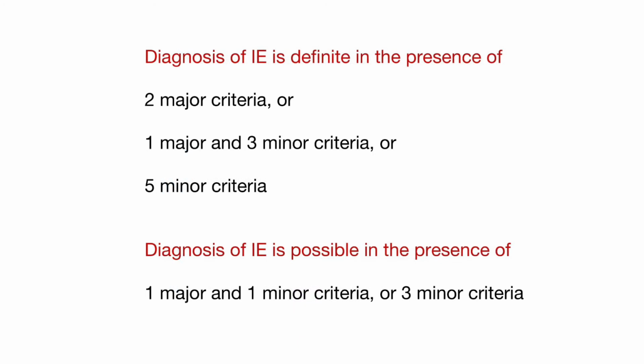Diagnosis of infective endocarditis is definite in the presence of two major criteria or one major criterion plus three minor criteria or five minor criteria. Nevertheless, one major criterion plus one minor criterion or three minor criteria will raise the possibility of infective endocarditis.